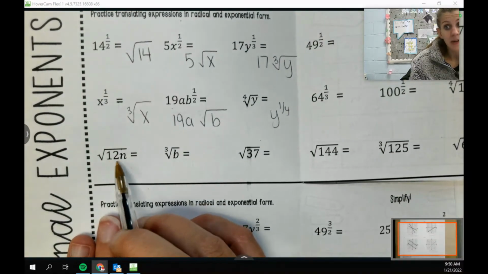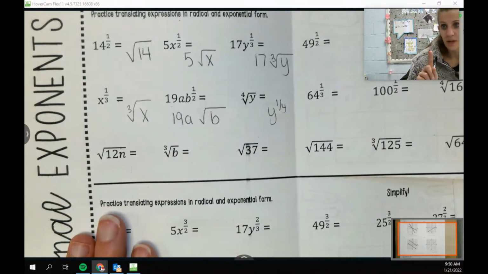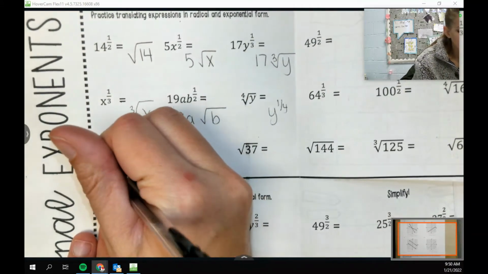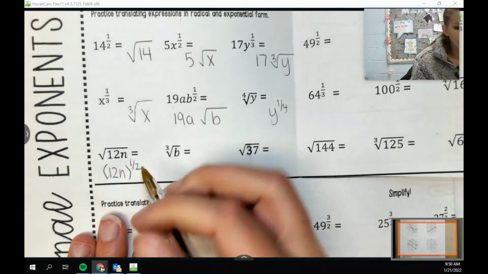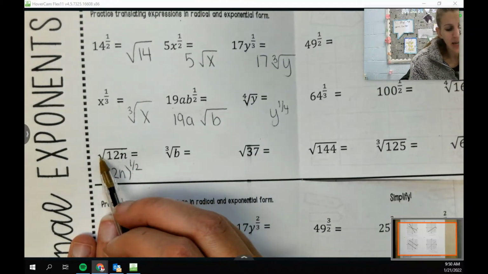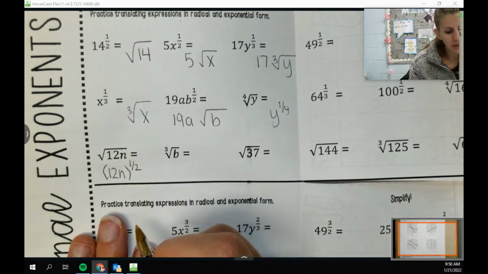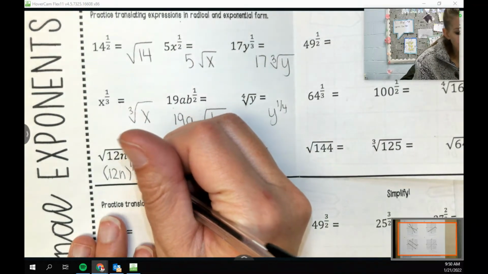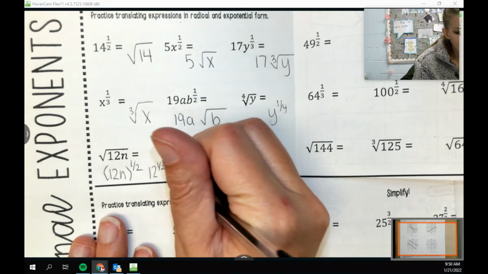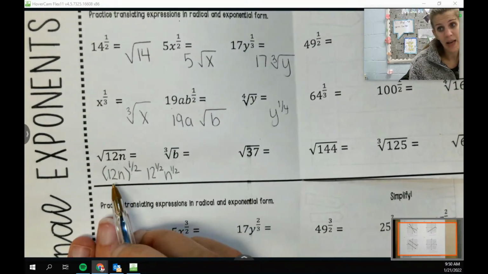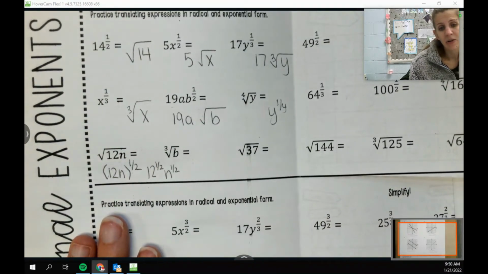Here, both of these numbers are under the root. So there are two ways to write this. We can do 12n to the 1/2 power, because they are both to the 1st power and they're both under a square root. Or we can write it individually, like 12 to the 1/2 and n to the 1/2. I feel like either way is correct, so whatever you feel more comfortable with.